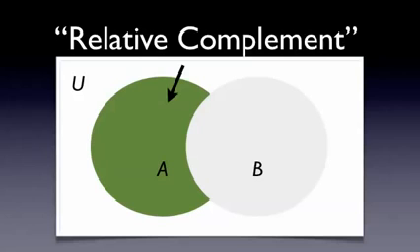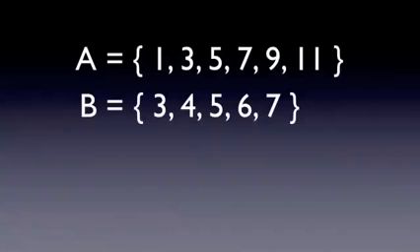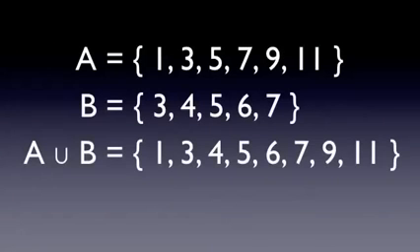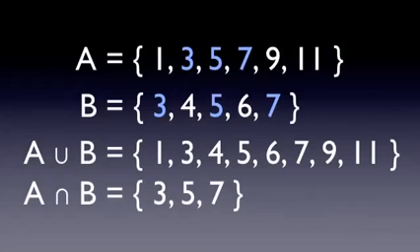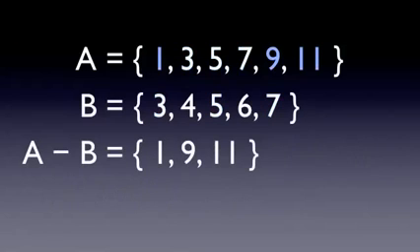Let's look at some examples. Here is the union of sets A and B. We include all of the elements for both sets. Notice that even though both A and B contain 3, 5, and 7, we only list them once. For the intersection of A and B, we only list elements that are contained by both sets. To determine the difference between A and B, we find elements that are in set A but are not in set B.